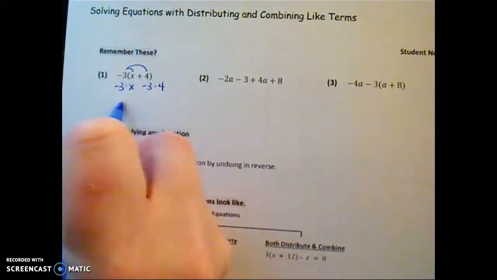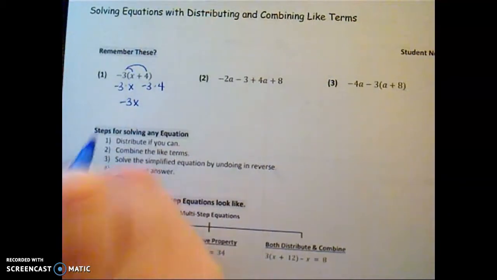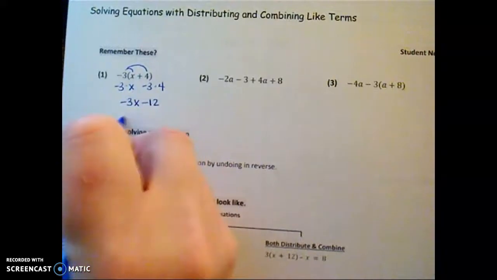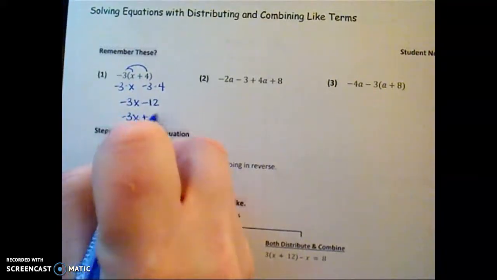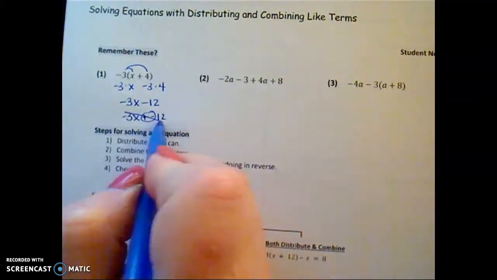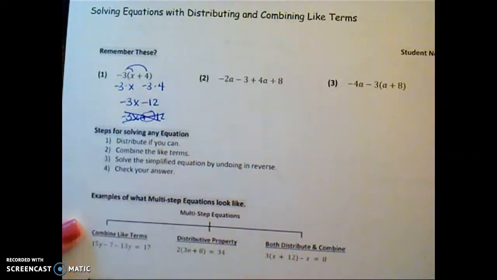-3 times x is -3x. -3 times 4 is -12. Remember to only write one symbol there, so you would not write -3x plus -12. We don't want that double symbol right next to each other, and so you would only write that -12 with a subtraction sign between the -3x and the 12.